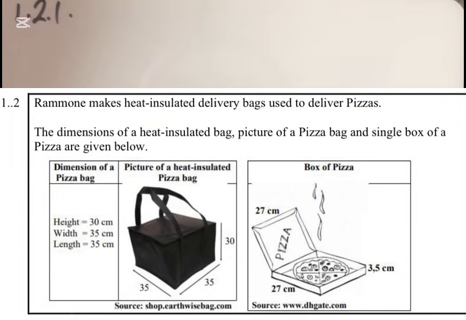It says, Romane makes heat insulated delivery bags used to deliver pizzas. The dimensions of the heat insulated bag, a picture of the pizza box, and a single pizza box are given below. We have the dimensions of the bag: height is 30, width is 35, length is 35. Everything is in centimeters. Then the pizza box: the height is 3,5, length 27, width 27. Okay, that's fine. Use the information above to answer the question that follows.